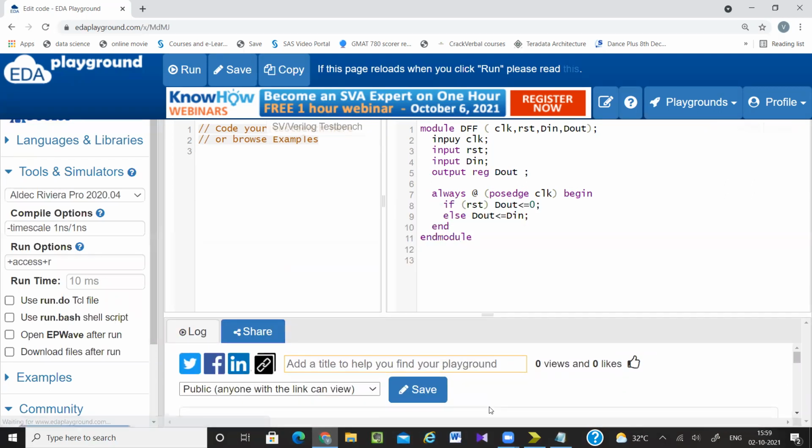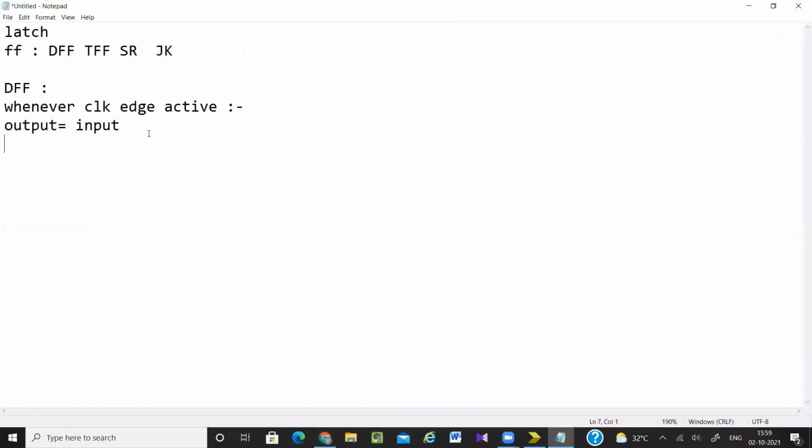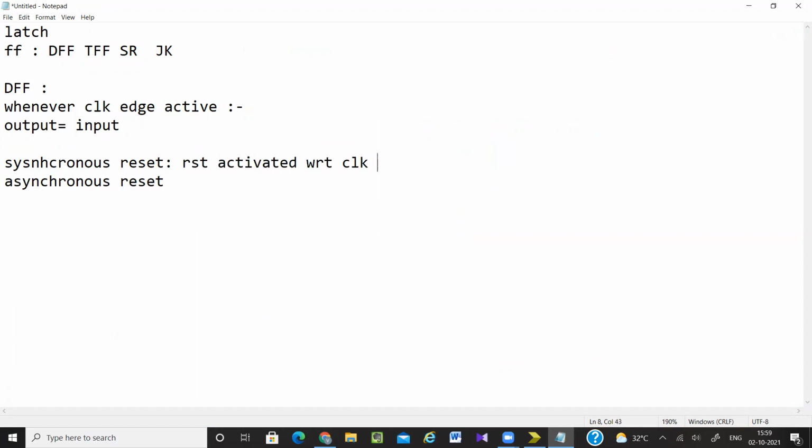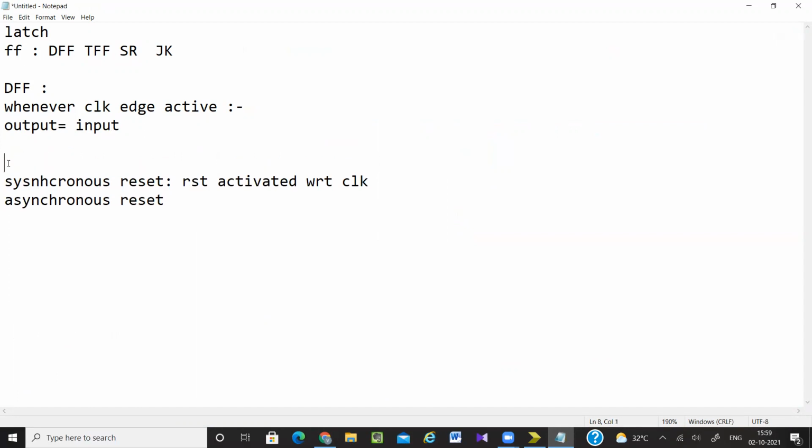Now come to this reset signal. As we know, there are two types of reset signal. One is synchronous reset, another is asynchronous reset. Synchronous means it always acts with respect to clock. That means the reset signal is activated with respect to clock. Here my reset is active high. In my code, the reset signal is active high. Active high means when the reset signal is equal to 1, at that time my output is going to 0.